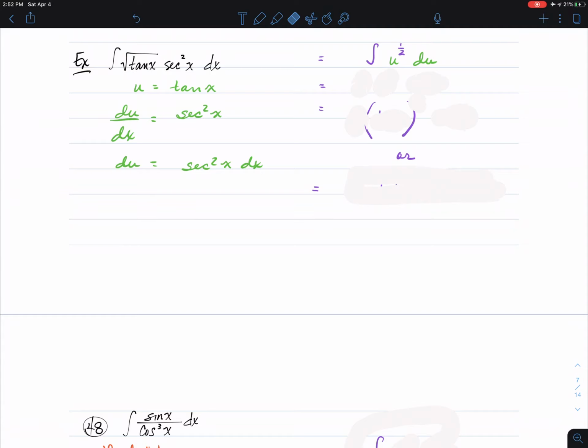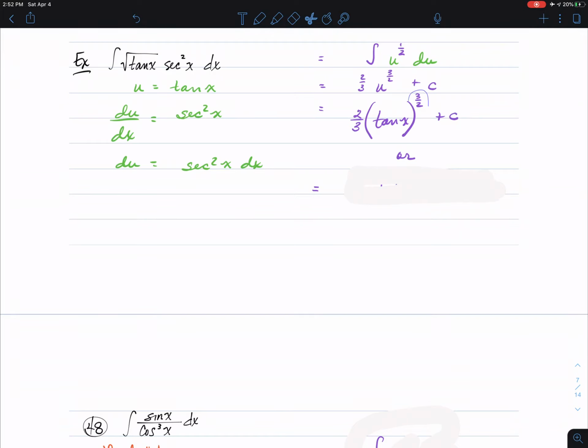We'll find the integral, and that's going to be 2/3 u to the 3/2 plus the constant. The 2/3 I left out front. The u, I went ahead and replaced my tangent x back in there, and it's being raised to the 3/2 power. Don't forget your constant. This particular answer is just fine, or you can also rewrite it.